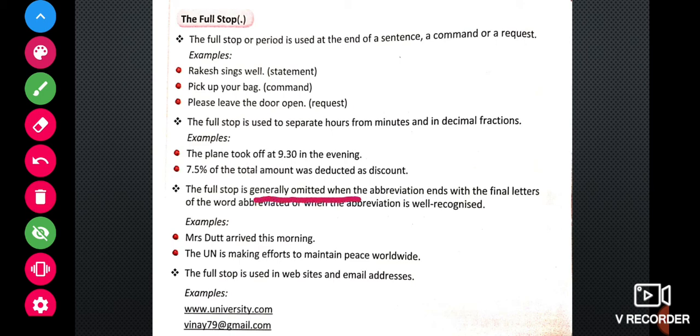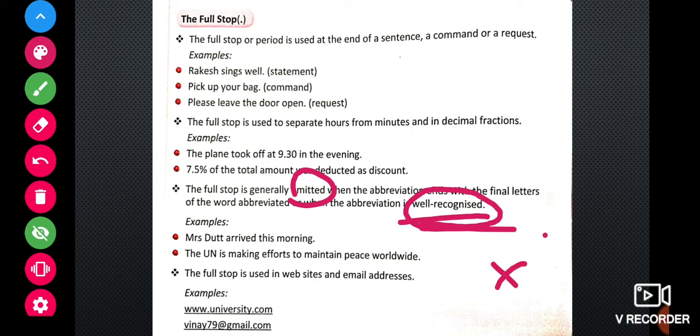The full stop is generally omitted when the abbreviation ends with the final letters of the word abbreviated or when the abbreviation is well recognized. So this point tells us where the full stop is omitted. That means where full stop is not used. So the full stop is not used when we know what the abbreviations are. Whenever the abbreviations are very popular, well recognized means they are very popular, we don't use full stop.